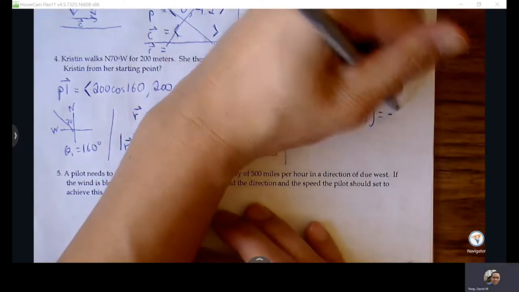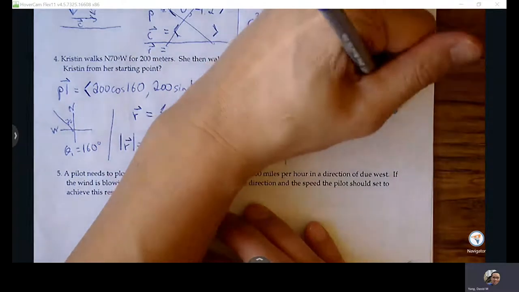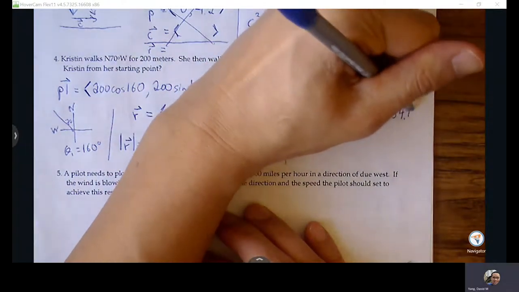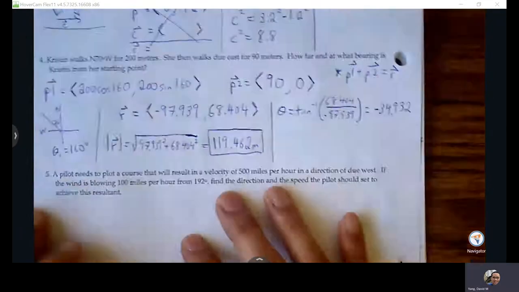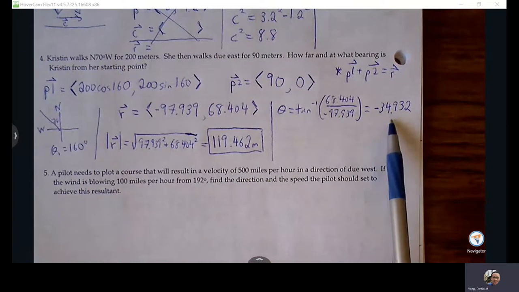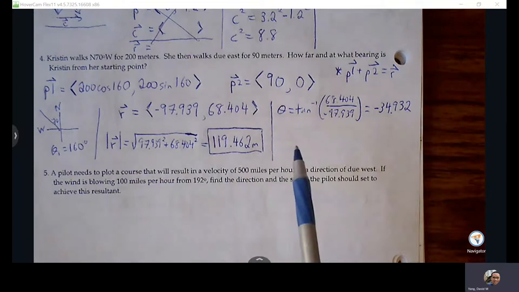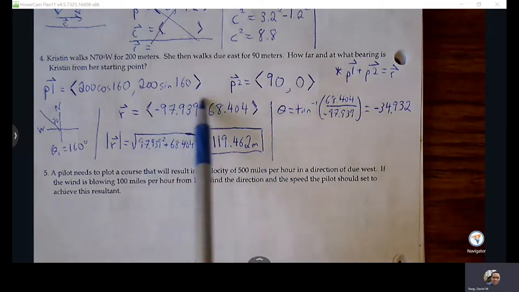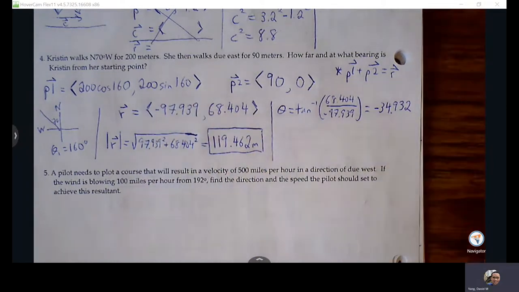Okay, I got negative 34.932. But we had to make some adjustment, right? How do we get to the true standard position here? Which quadrant is this in? Yeah, quadrant two, so I have to involve 180 here.